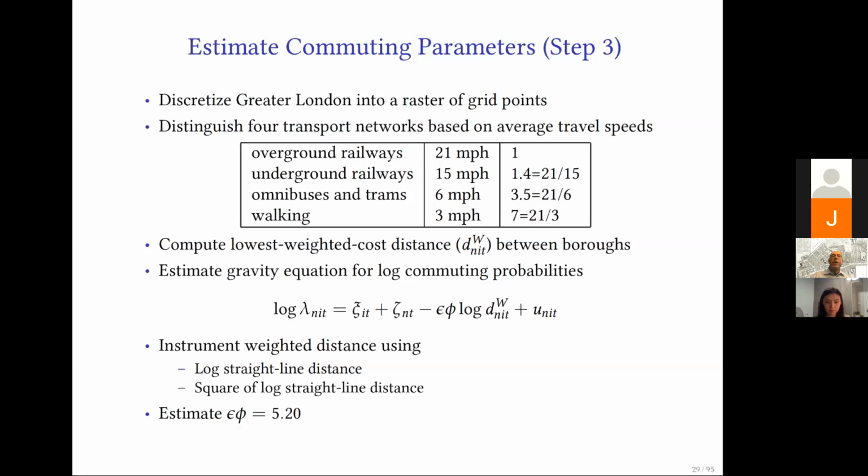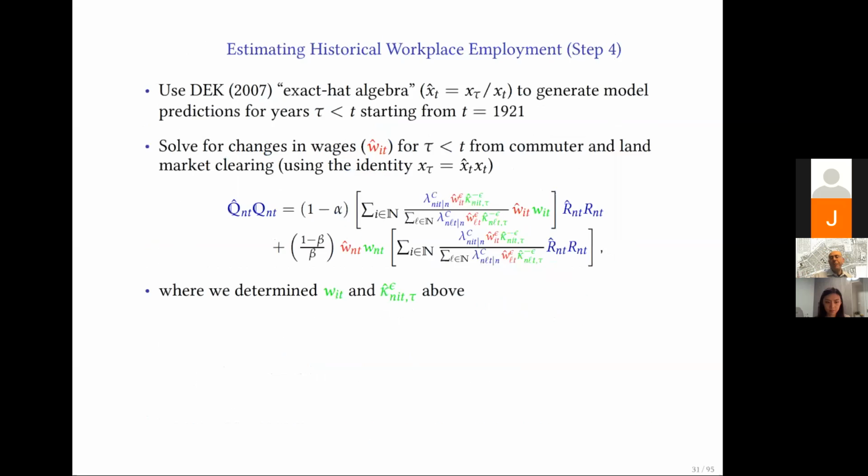We're going to feed that prediction into the model and use the model to predict how people will relocate given those new commuting costs. How do we do that? Well, we use a method called exact hat algebra in economics. I think it has very wide applicability in urban models. So I think it's a very powerful technique that could be more widely used. So how does it work?